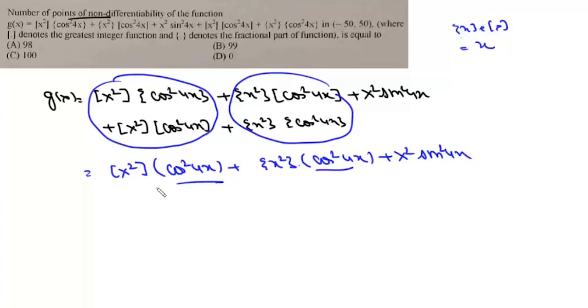Now here we'll take cos square 4x common. Now again this is fractional part of x plus greatest integer function of x, so it will be this x square cos square 4x plus x square sin square 4x. Now we take x square common, this is sin square theta plus cos square theta. So essentially this g(x) is nothing but x square, which is continuous and differentiable. So the number of points where this function is non-differentiable is simply 0, and that's your option D.